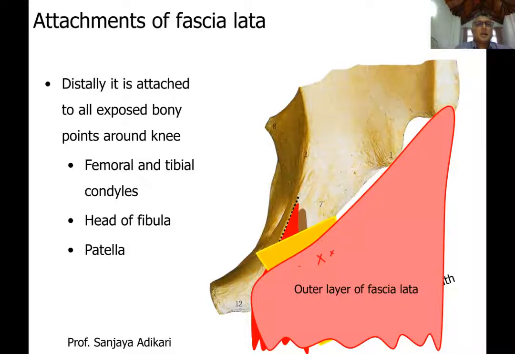Then the fascia lata, we discussed only the proximal attachments. Distally, at the knee, it is attached to all exposed bony points, like the patella, head of the fibula, then femoral and tibial condyles, both lateral and medial. To all these structures, the fascia lata is attached.